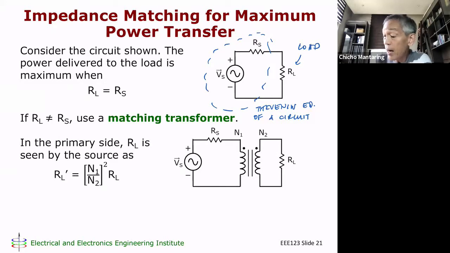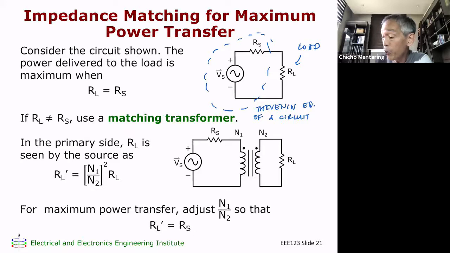In the primary side, RL is seen by the source as this. So this is referring the secondary to the primary. Ang nakikita ng primary is your load resistance multiplied by your turns ratio squared. This is referring RL to the primary. Now what you want to do is, you want to adjust N1 over N2 so that itong RL prime will now be equal to Rs. And that's what you call impedance matching.